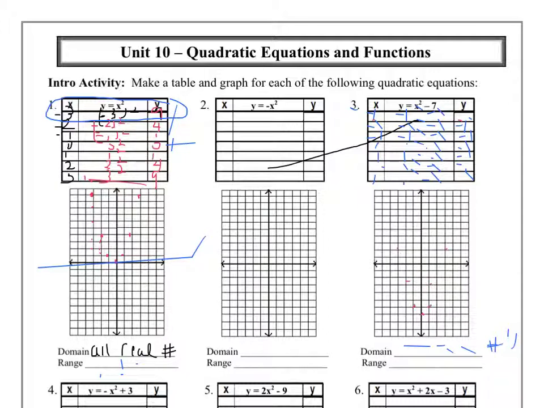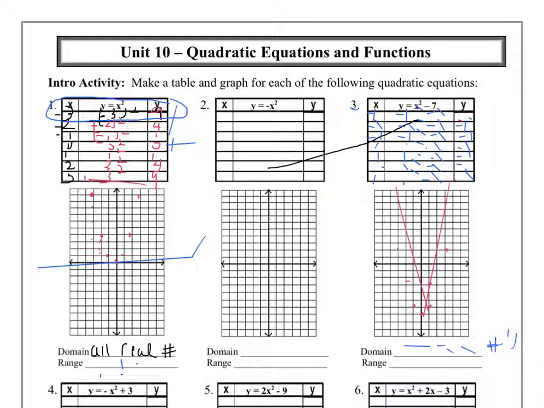You can see that these points are reflected over the y-axis. It's kind of like a mirror. Whatever is on the left side is also on the right. So if I connect here, I get a parabola. And my point where it hits the y-axis down here is at 0, negative 7.